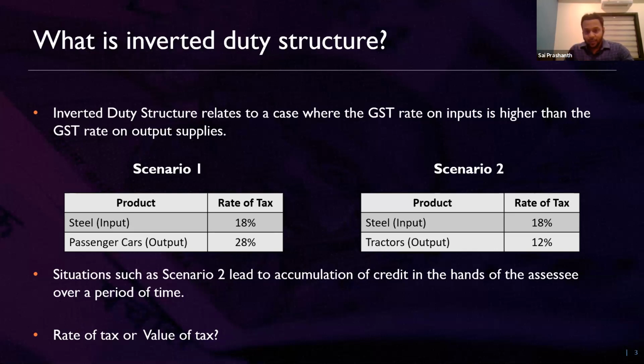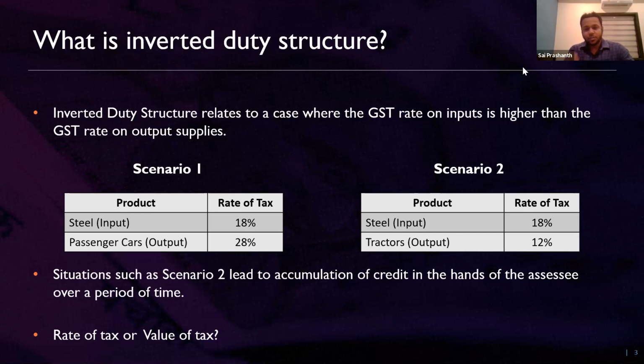The entire problem arises because of situations such as scenario 2, where the same steel is not used in a passenger car but in a tractor, say, and the tractor is taxed at a lesser rate of 12%. Therefore, there is an accumulation to that extent in the hands of the SSE. Over a period of time, the difference of 6% gets accumulated in their hands, and this is what leads to a situation of inverted duty structure.